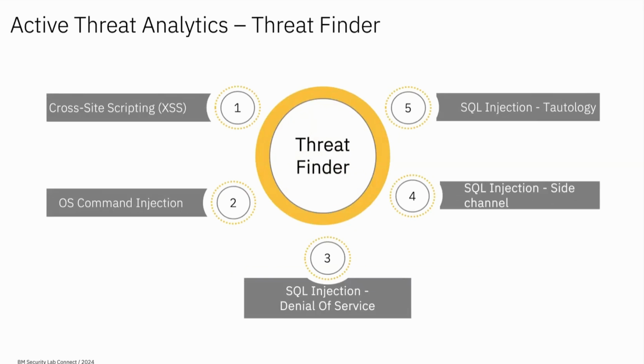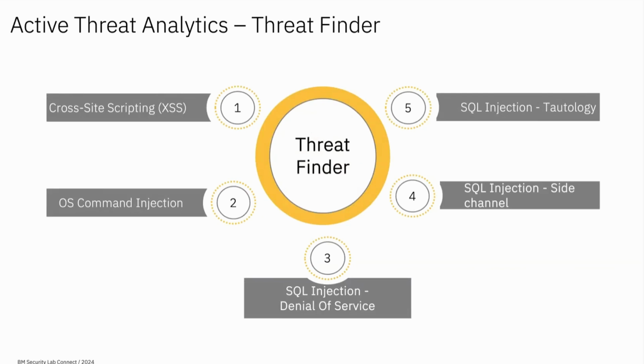Now, we have this policy, we have the rules, and Threat Finder has done its job. What are the typical cases it will generate? Cross-site scripting, OS command injection, SQL injection denial of service, SQL injection side channel, and SQL injection tautology. These are the predefined 5 cases as per the policy rules set in the Basic Data Security Policy.